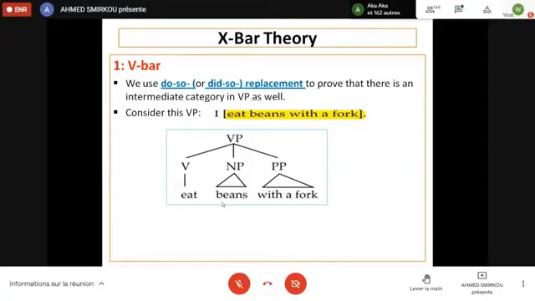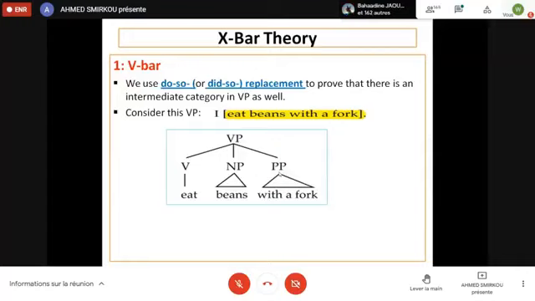So here, we know that beans, the NP, functions as the complement of the verb. And with a fork is simply an adjunct. But this flat tree structure does not show this, okay? It shows that the verb and the NP and the PP are at the same level.